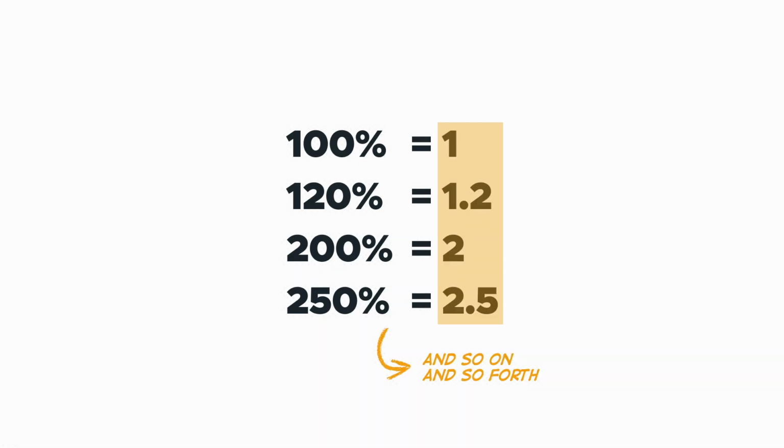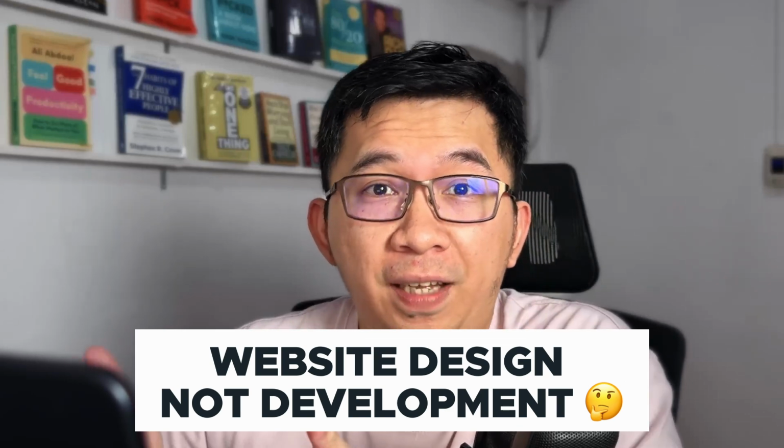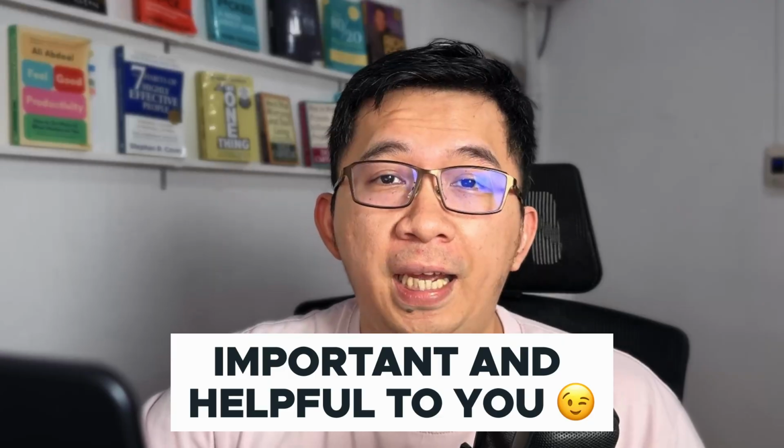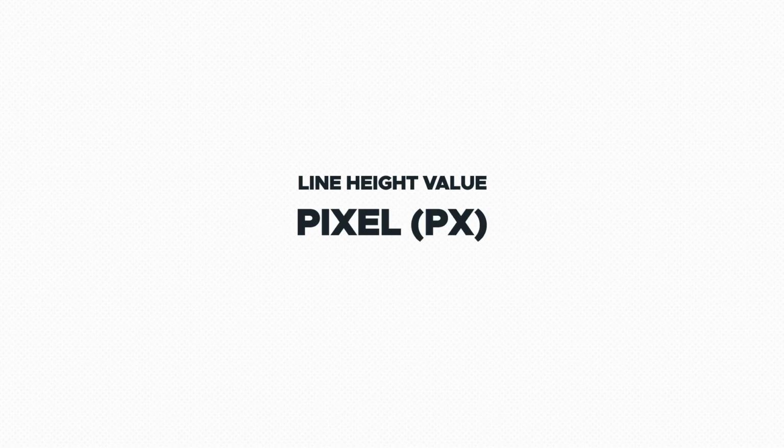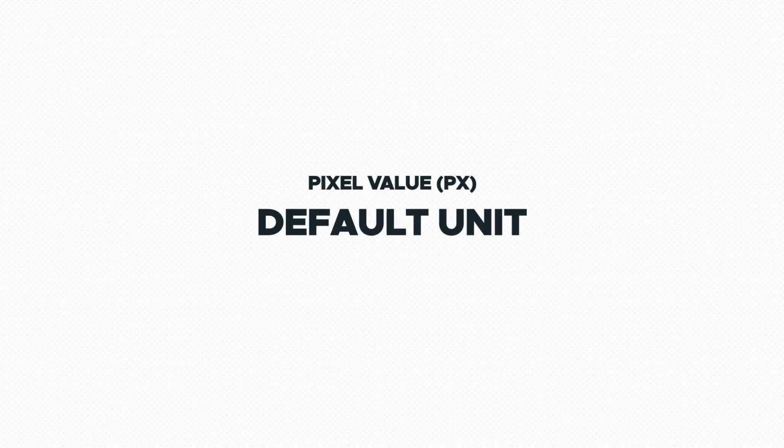These values on the right side, they are the preferred format in website development. You might be thinking, Ali, we're currently talking about website design and not website development. I know. But knowing these things is really important and will be helpful to you later in this video. Aside from using a percentage value, you can also set your line height using a pixel value. If you are new and don't know what a pixel is, don't worry. You can think of it as the default unit we are using whenever designing a website.